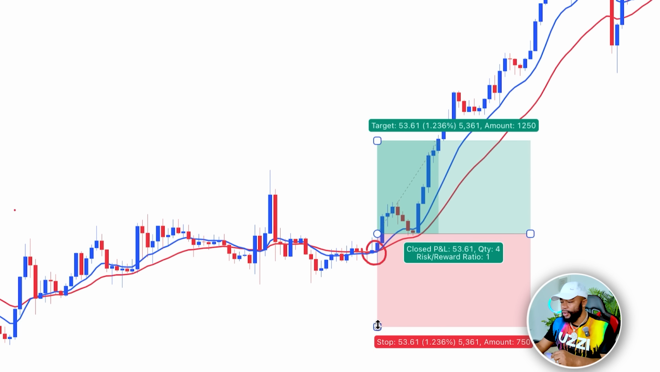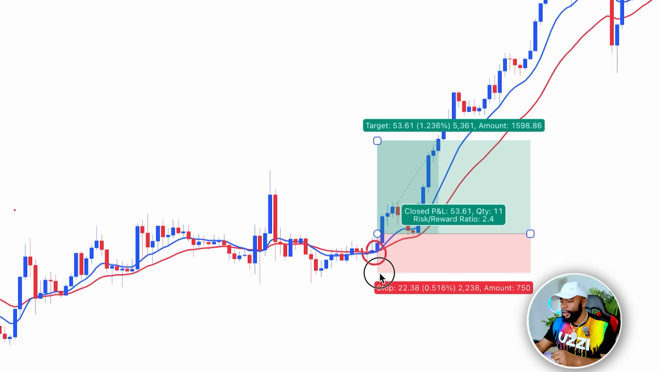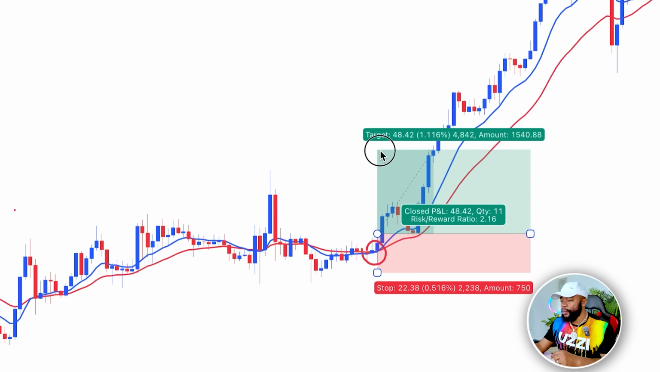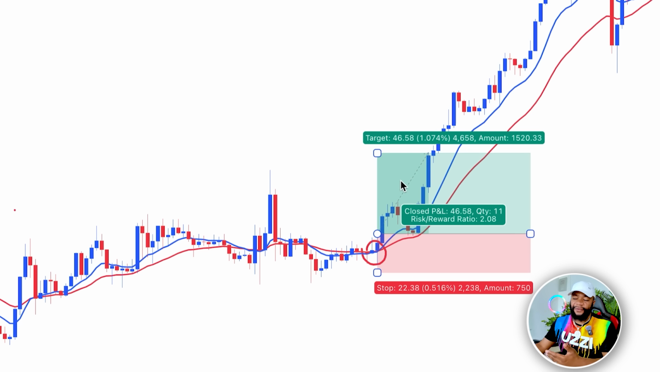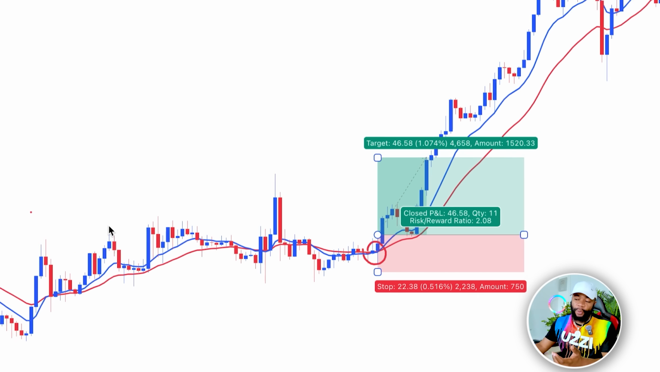At the close of this candle, that would have been our buy signal, stop loss right here. And we go for a risk to reward of 1:2. Boom, we would have already been out of this trade. And when do we get a sell signal?